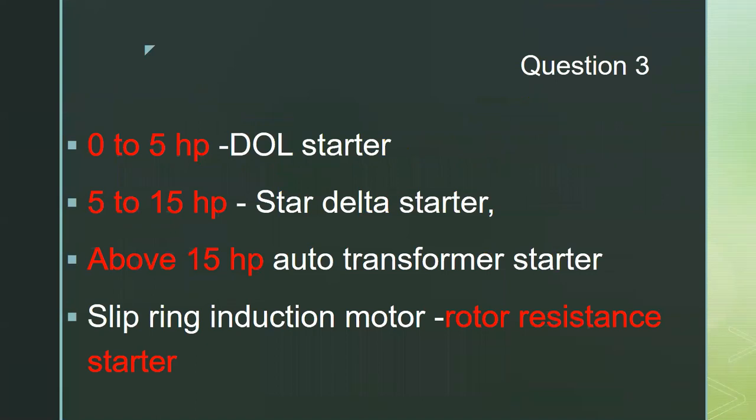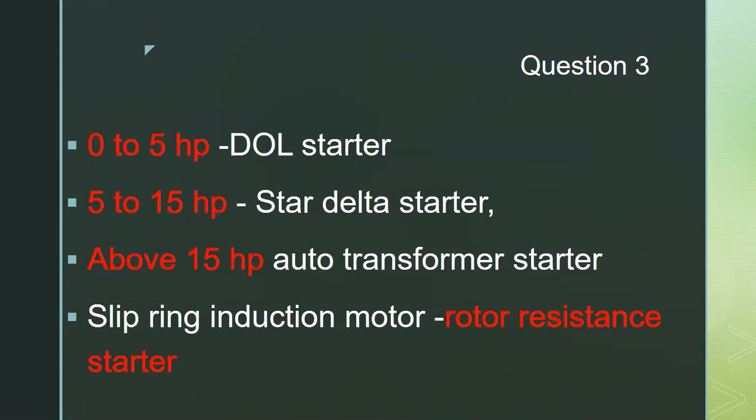Before that, you have to understand what types of starter there are. There are mainly four types of starter. For a 0 to 5 HP induction motor, we use the DOL starter, meaning direct online starter. In this direct online starter, there is no arrangement to reduce the starting current. For a 0 to 5 HP motor, the starting current is normally not high.